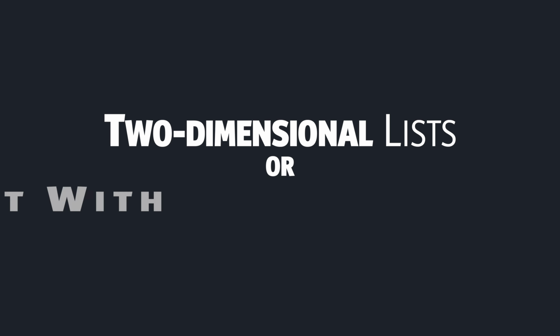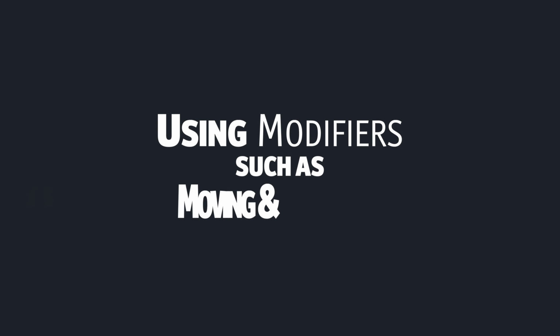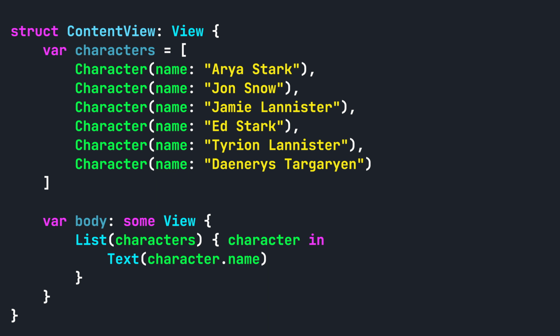Number 1, two-dimensional lists or lists with sections. Number 2, lists with static and dynamic data. Number 3, using modifiers such as moving and deleting. Let's create a list that uses ForEach to create sections.